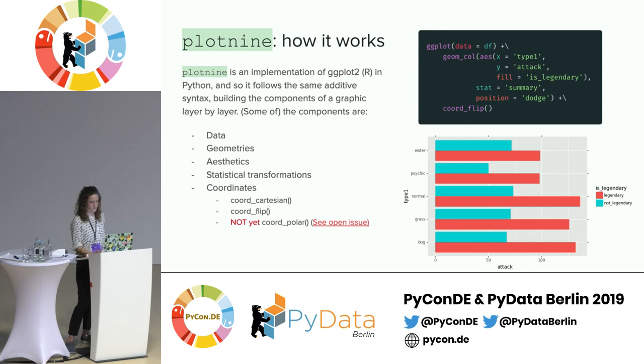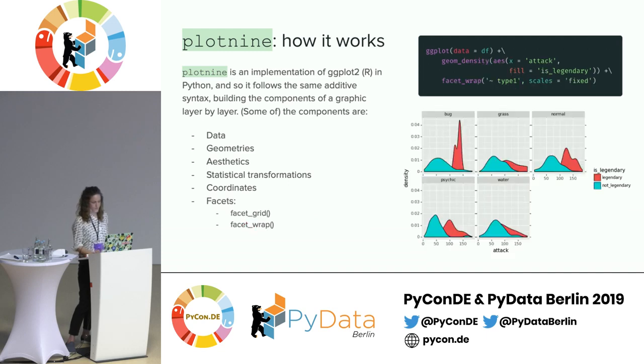How about coordinates? Unfortunately, because Plot9 is an implementation of ggplot in Python, not everything is there yet. You're of course welcome to go to the project and contribute. But for example, if you want to plot your Pokemons in a pie chart in Plot9, you wouldn't be able to do that because we don't have the polar coordinates.